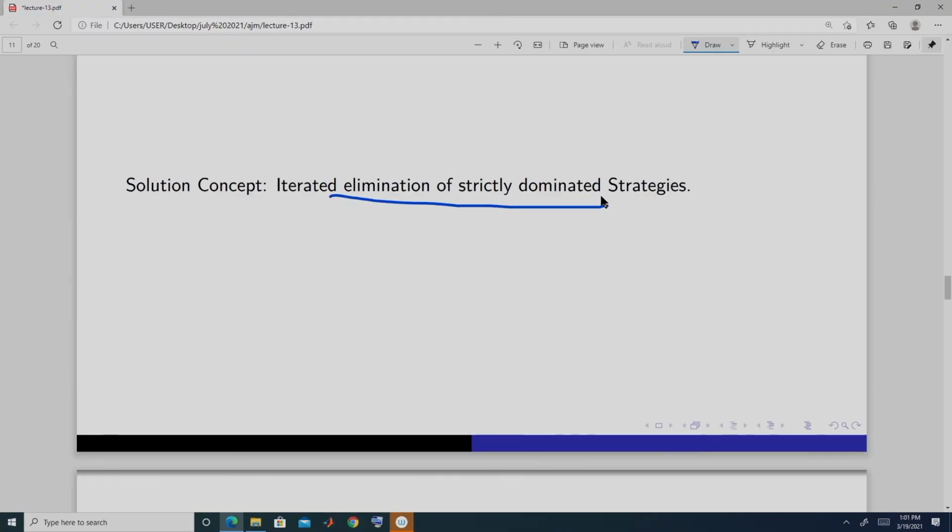Now, we have to play this game, so we have to define a solution concept. The first solution concept that we are going to do is iterated elimination of dominated strategies. So, first let us consider the prisoner's dilemma game.